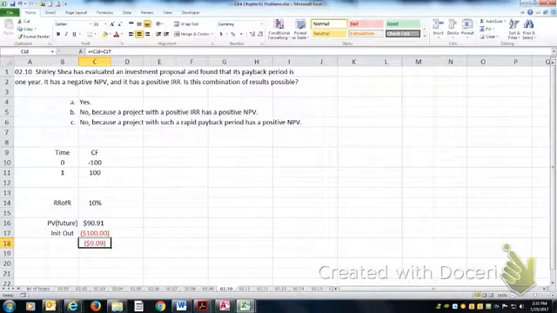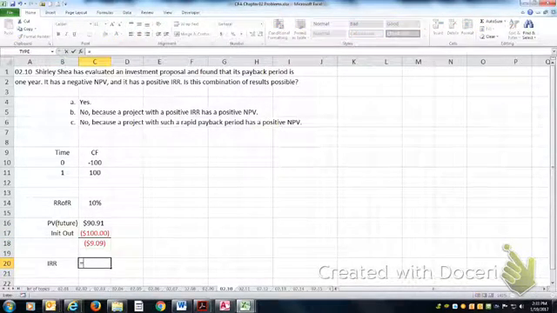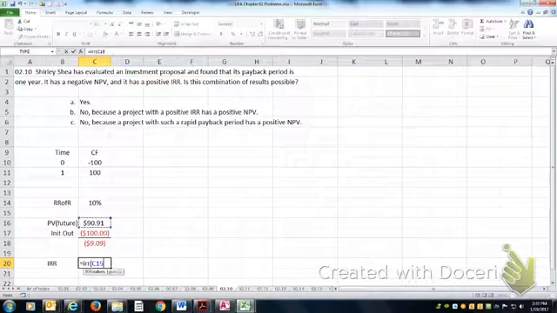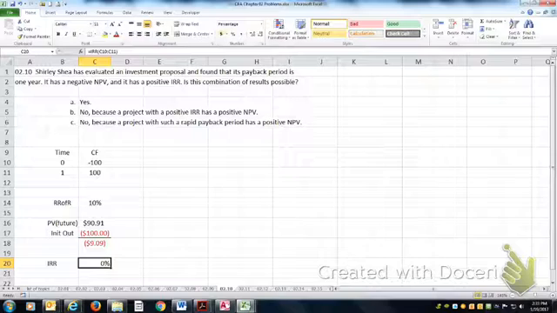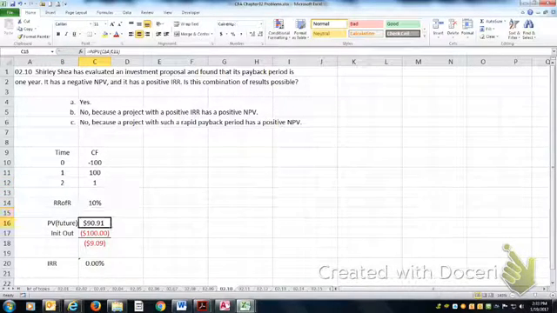But the problem also says it's got a positive IRR, and I won't have a positive IRR here. The IRR will actually be 0. If you get back exactly how much you put in, your IRR is going to be 0. Your rate of return is 0. So let me add another year to this. Let's say I made $1 in the year after that.